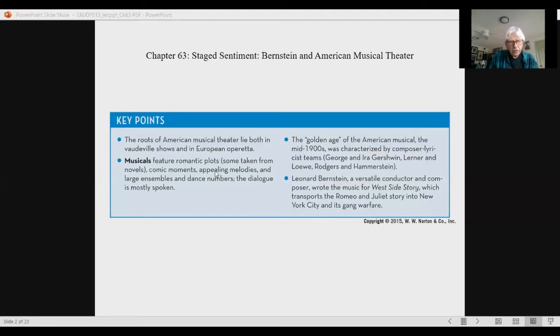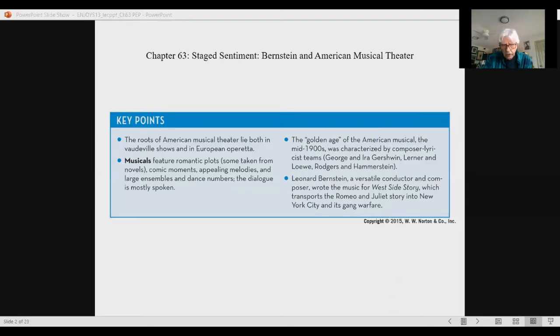Later, the musicals became fully developed into complex storylines with dance numbers and high quality music, but different than classical music. And of course, the golden age of the American musical, the mid-1900s, was characterized by composer lyricist teams. You had people like George and Ira Gershwin, Lerner and Loewe, Rodgers and Hammerstein, many of these teams, where one would be the writer of the music and the other one the writer of the words.